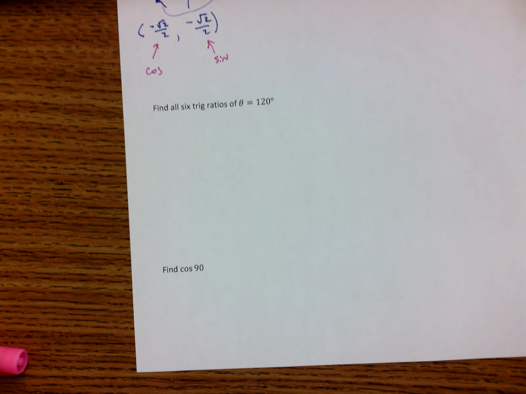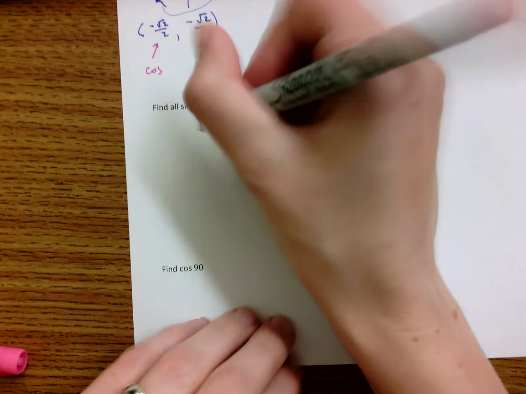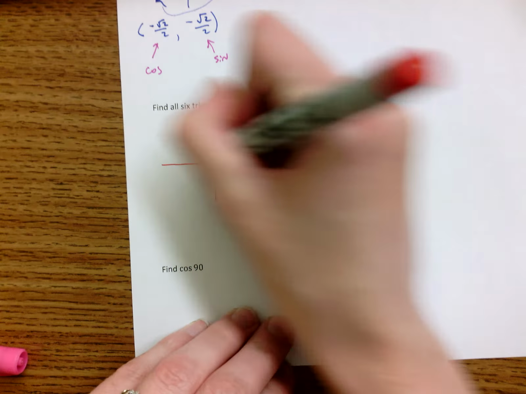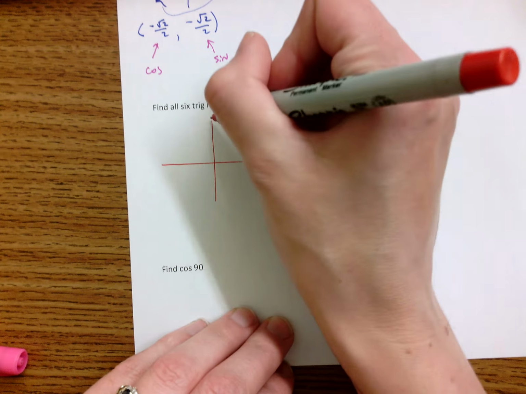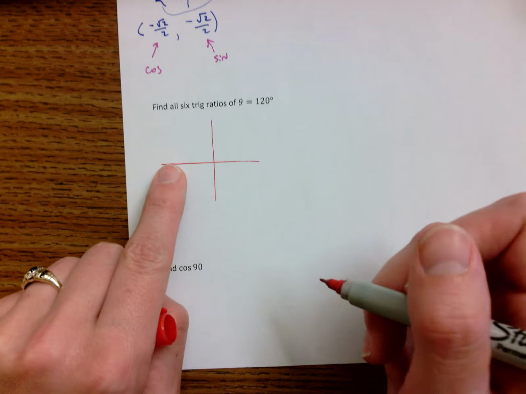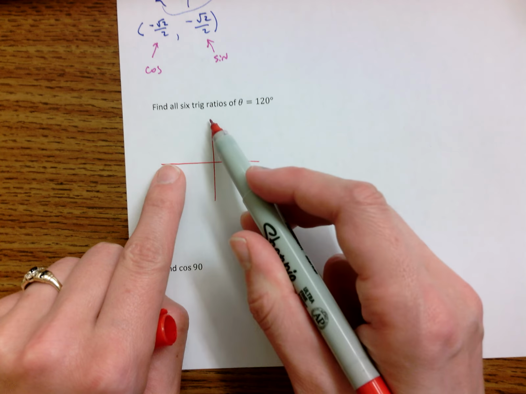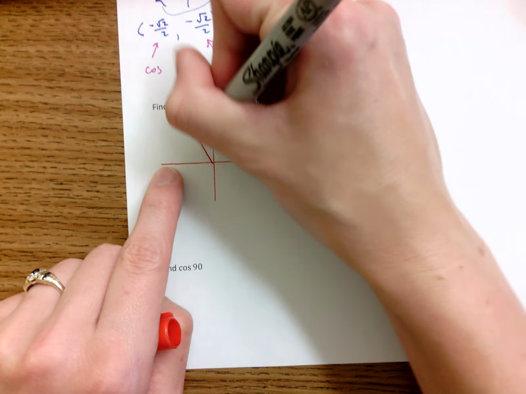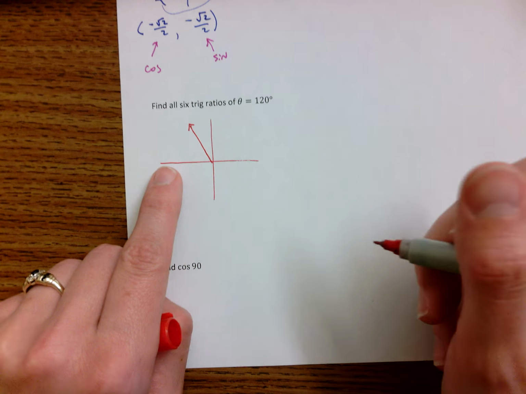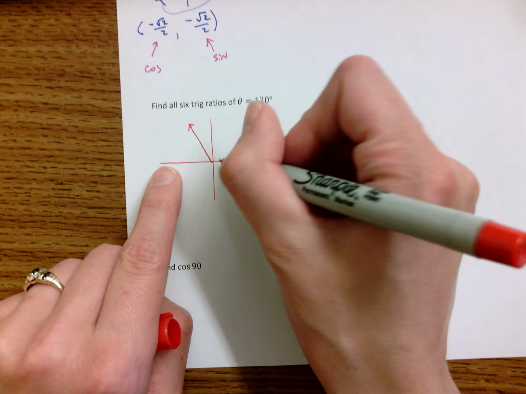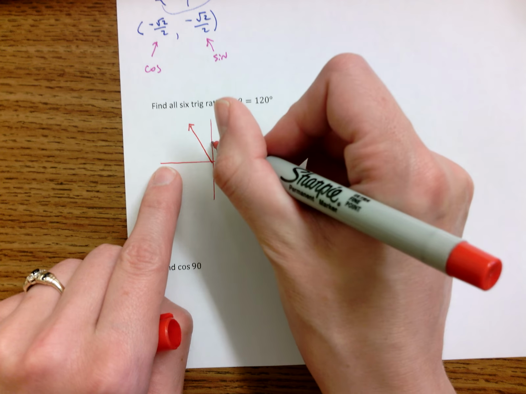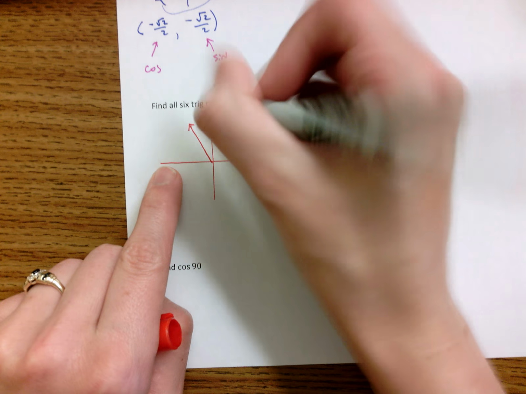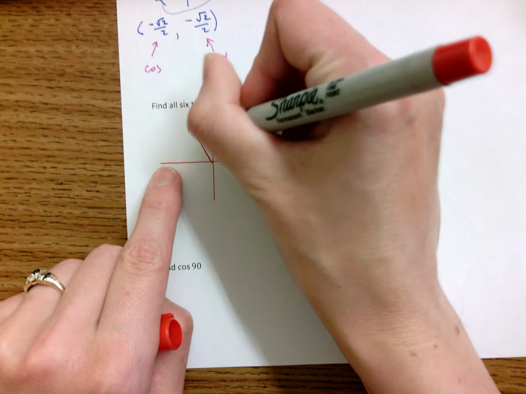So again, I'm going to start by setting up a picture. So 120 degrees. Well, here's 0, here's 90, here's 180. So 120 is going to be between 90 and 180. It's closer to 90, so that's up here somewhere. All right, so if from here to here is 90, and we need to get up to 120, that means this has to be 30 degrees.